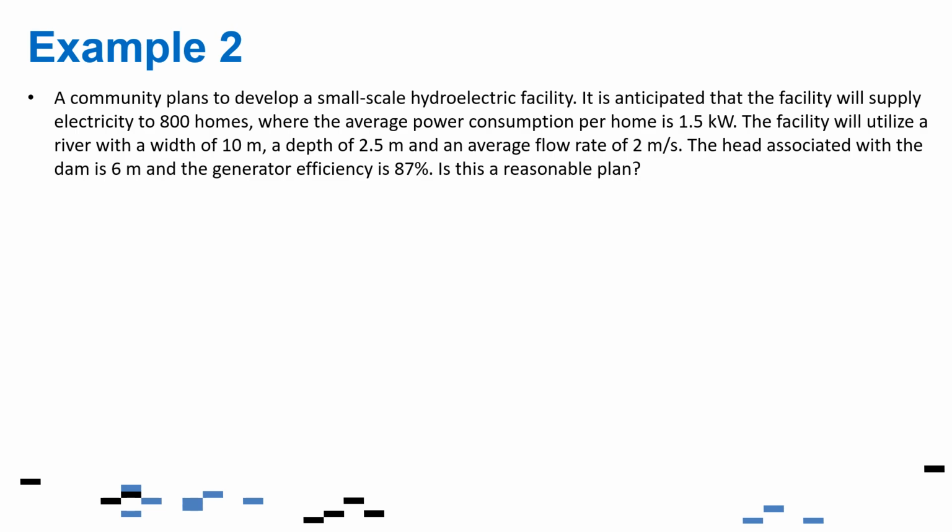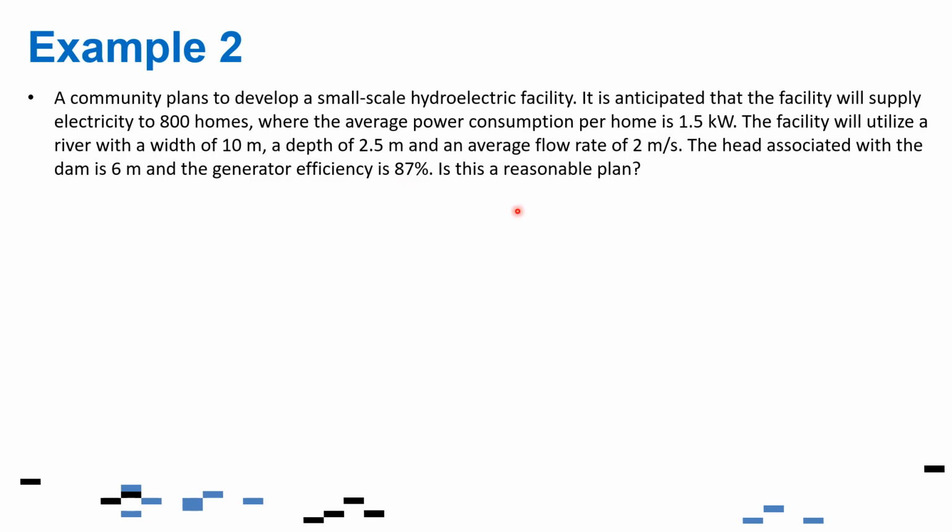So this is an example of a small-scale hydroelectric facility. A community plans to develop a small-scale hydroelectric facility. It is anticipated that the facility will supply electricity to 800 homes, where the average power consumption per home is 1.5 kilowatts. The facility will utilize a river with a width of 10 meters, a depth of 2.5 meters, and an average flow rate of 2 meters per second. The head associated with the dam is 6 meters and the generator efficiency is 87%.